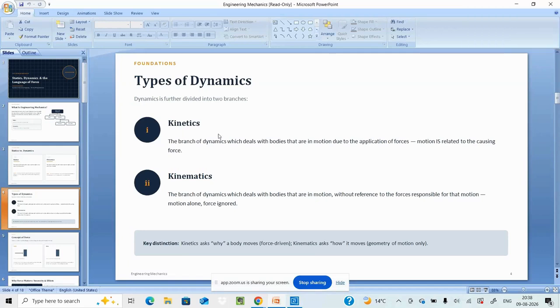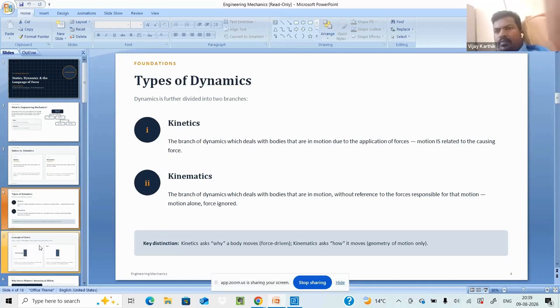Kinetics is nothing but motion due to the application of forces, and kinematics is motion without reference to the force responsible. Similarly, dynamics is the study of forces and their effects in motion. Clear, everyone?